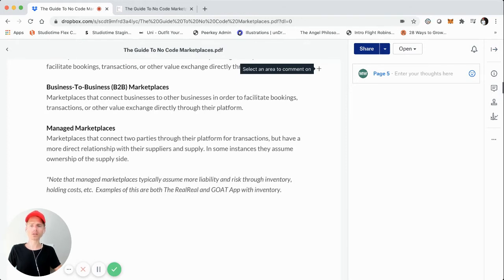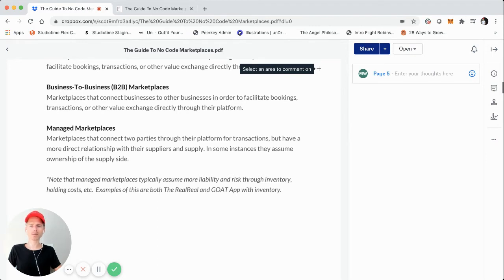They also assume more liability, for instance, in a product or goods marketplace. They also assume liability through inventory sometimes, holding costs, and other liabilities. A good example of this is The RealReal, which is a luxury consignment marketplace, and sometimes they outright buy their supply from individuals and then list it on their marketplace to consumers.